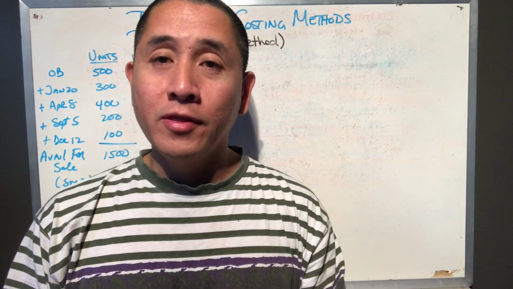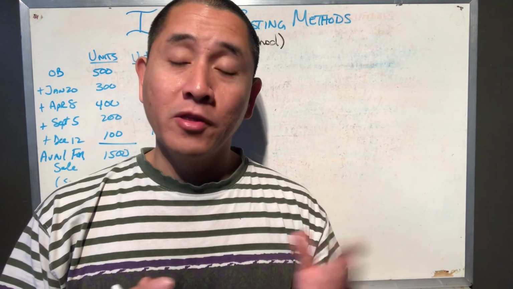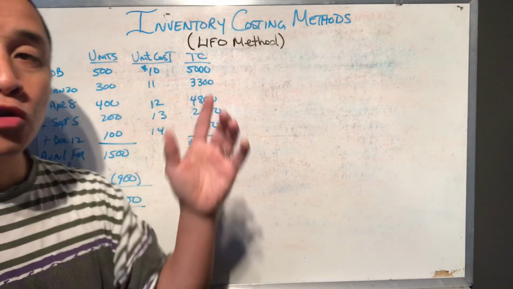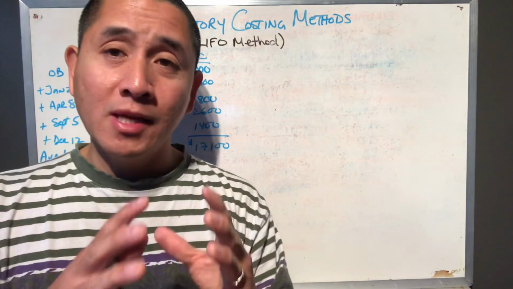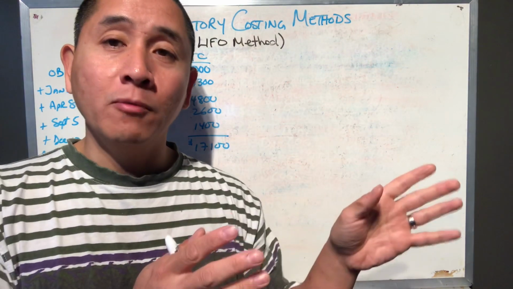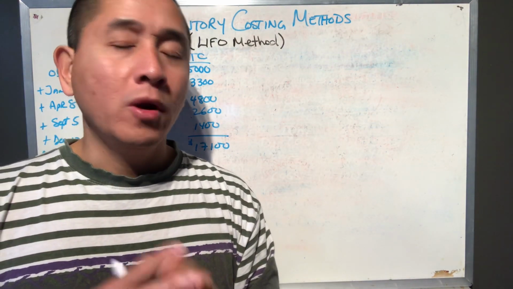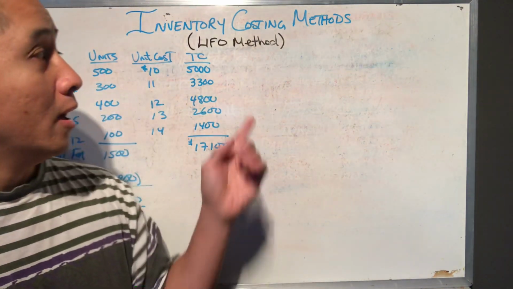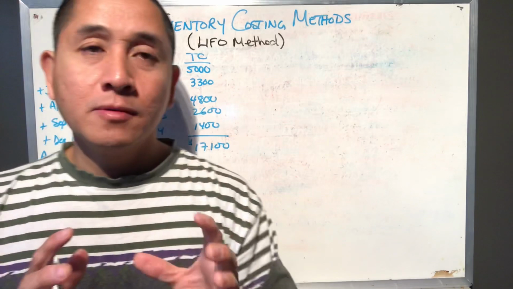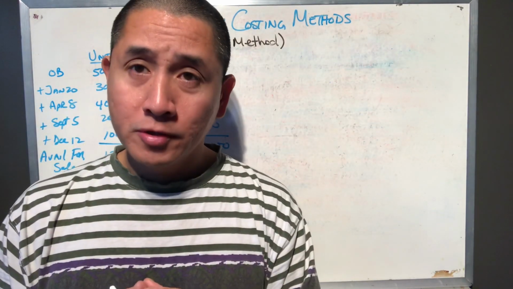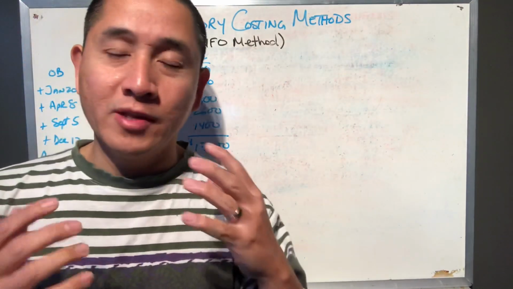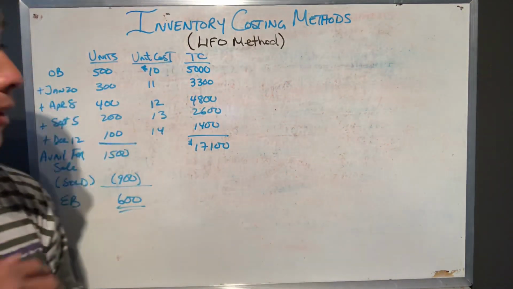So the LIFO method, unlike the FIFO method in part 2, when we sell inventory, it's going to assume that the last inventory that we bought is going to be the first to be moved out. One of the problems with this method is that it tends to keep the oldest inventory on the books. So it might be outdated eventually if it takes a long time to move that inventory.